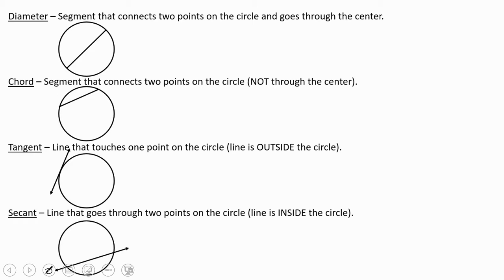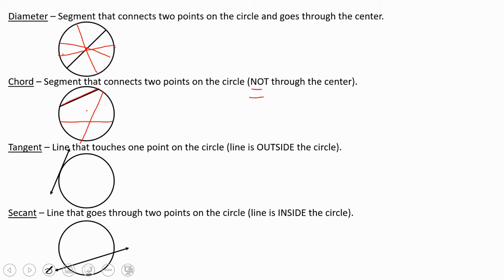Next we have diameter. The diameter of a circle is the segment that connects 2 points on the circle and goes through the center. It must go through the center. And again, those are all diameters because they connect 2 points and they go through the center. Next, we have a chord. A chord is a segment that connects 2 points on the circle and it does not go through the center. That's a chord. That's a chord. It can't go through the center of the circle. So those are all different segments. We have the radius, the diameter, and the chord.